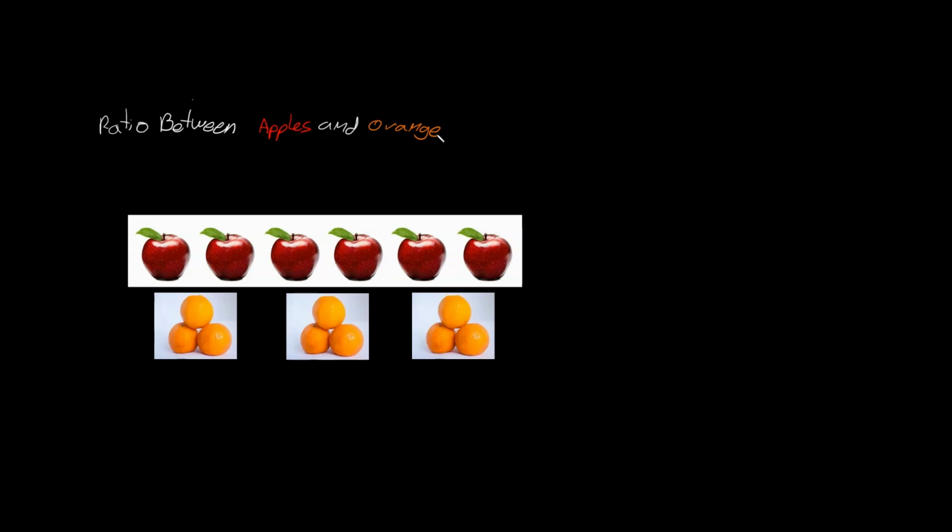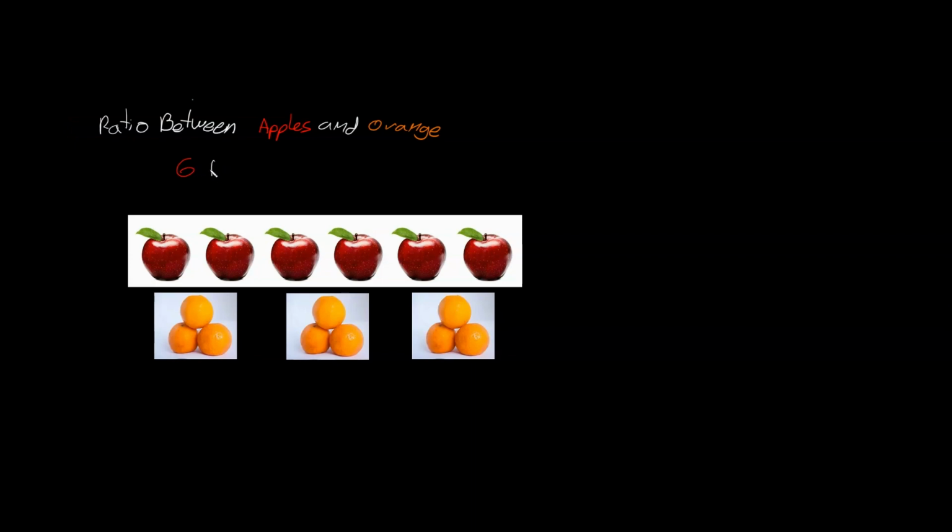Before we can determine the ratio, we need to understand exactly what a ratio is. A ratio just gives the relationship between the quantities, or the number, of two things. To start by determining the ratio between the apples and oranges, we first need to count the apples and oranges. As we can see here, we have 1, 2, 3, 4, 5, 6 apples. Six apples.